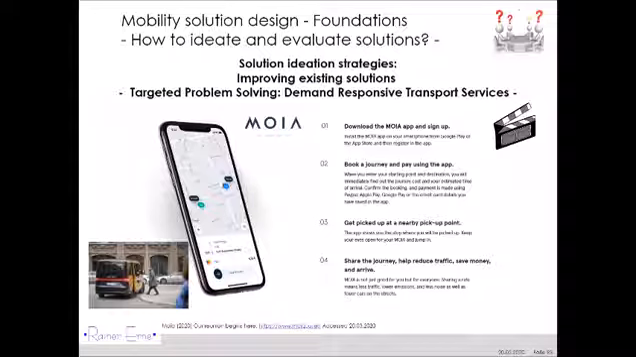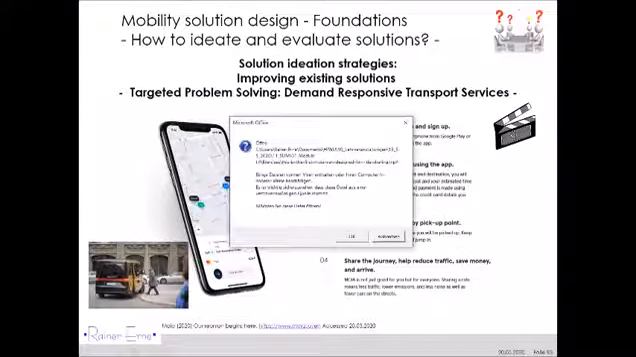One of the examples, one of the companies who introduced such an on-demand service 2 years ago in Hanover and in Hamburg is Moja. This is a spin-off of Volkswagen, and they are currently in the pilot phase of providing an on-demand taxi service. And I just want to give you a short impression of this service.